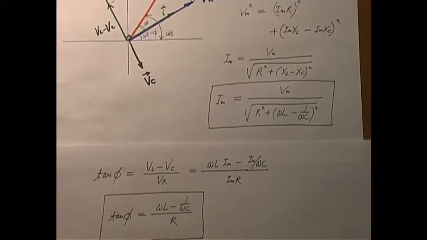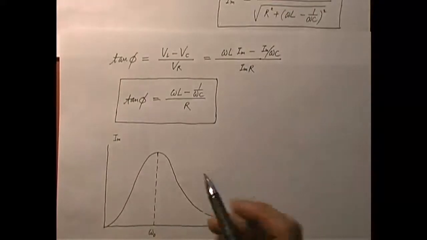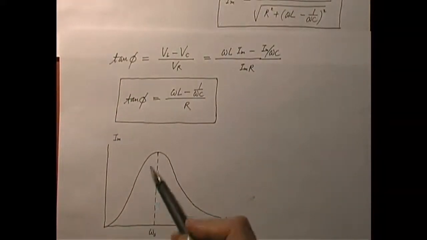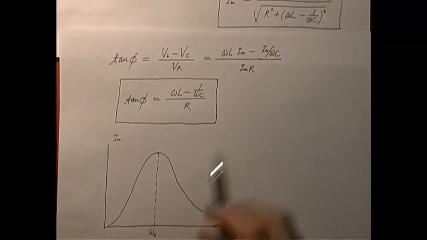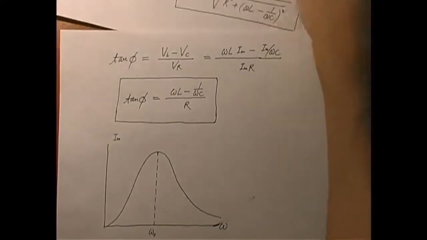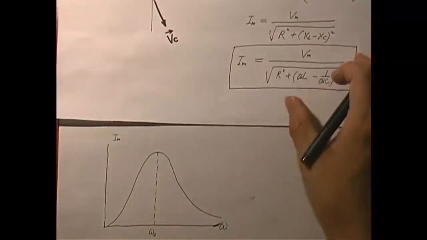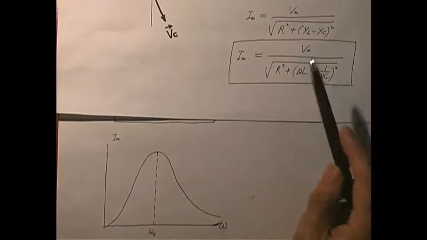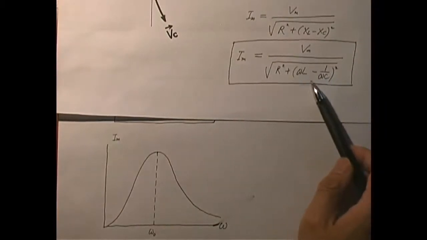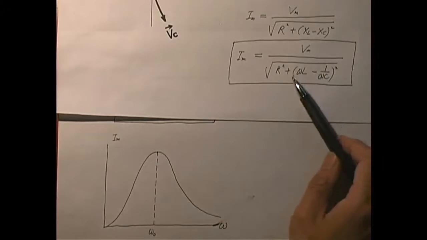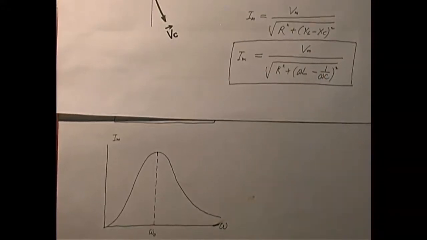For a certain value of omega, we call it omega naught, at that frequency, I maximum goes up from 0 and goes down to 0, but it reaches a maximum value at a certain frequency, omega naught. What is that frequency equal to? Well, we can easily get that from this expression. The only omega dependent part is here, in the denominator. We try to minimize this in order to get a peak value of I maximum.